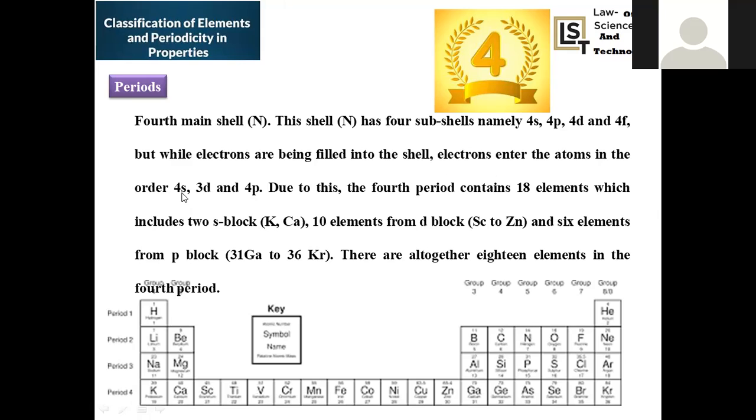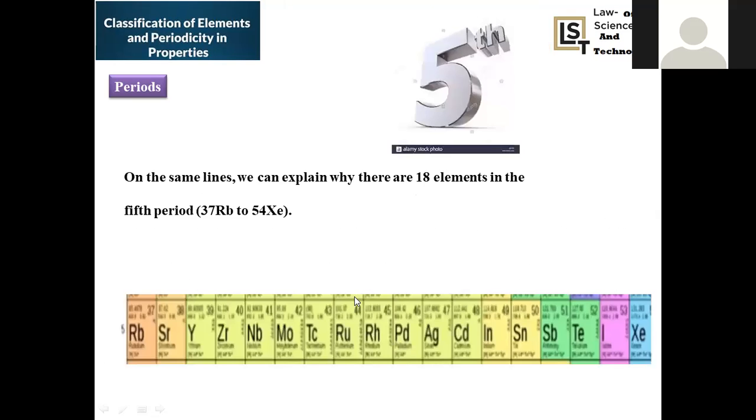First the 4s series will be filled, so potassium and calcium reside in 4s, and 3d has 10 elements, started from scandium to zinc, and 4p started from gallium to krypton. This is about the entire series relevant to this group, period number 4, where 18 elements will be there. Now move on to the fifth period.